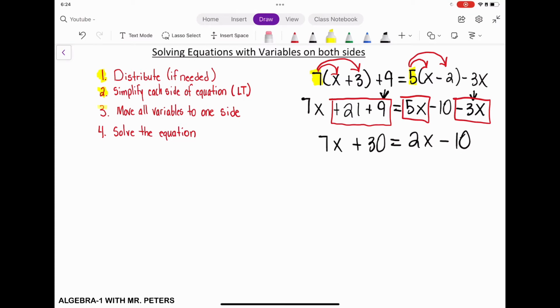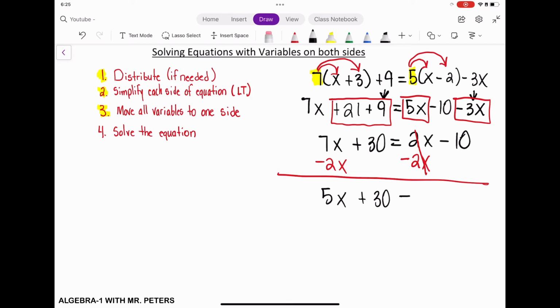So we're on step number 3. To do that, there is no sign in front of 2x, so we're gonna assume that it's positive, right? So if we want to get that positive 2x to 0, we're gonna subtract it from itself. And then we're going to go on the opposite side of the equal sign and do the very same thing. Subtract it. So now we have 5x plus 30 is equal to -10.